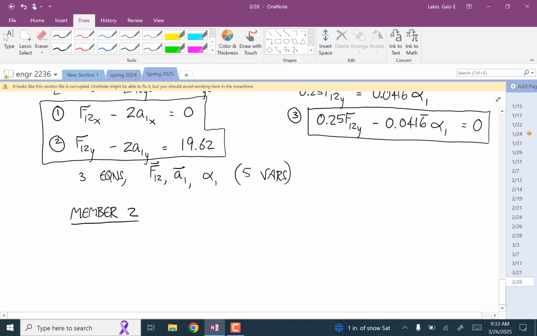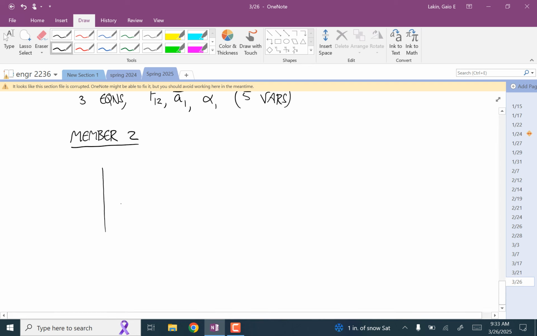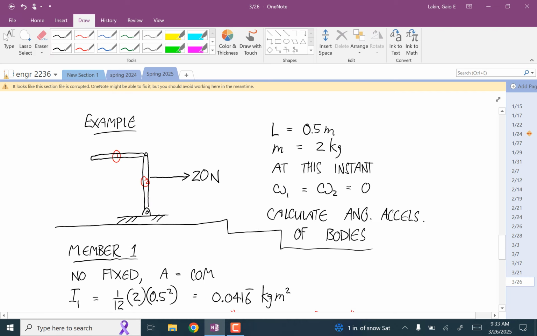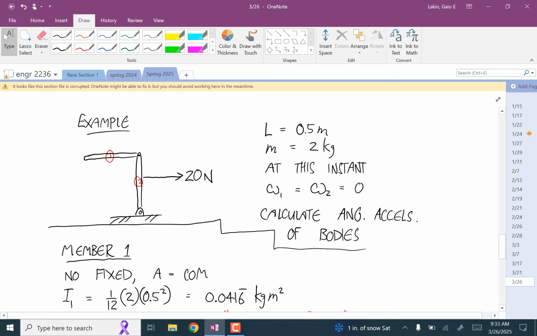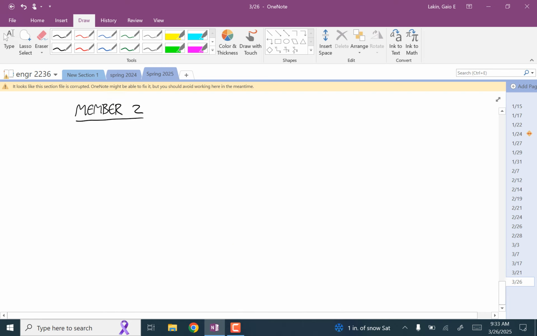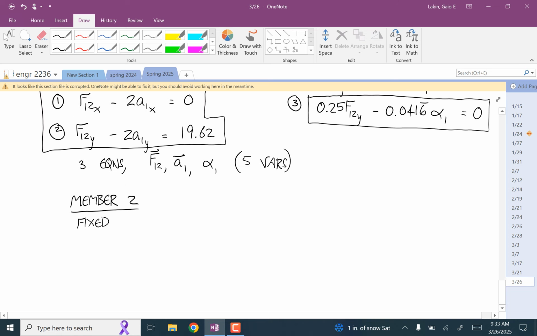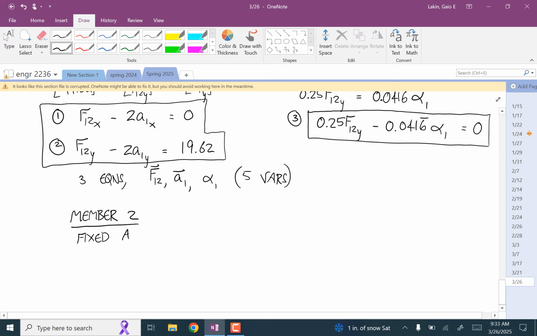Well, let's go through the steps. Getting sloppy. Does member 2 have a fixed point? Yes, fixed point at the bottom. Can you go one line up, please? Yeah. Thank you. So it's fixed at the pin to the ground. So that's the about point.